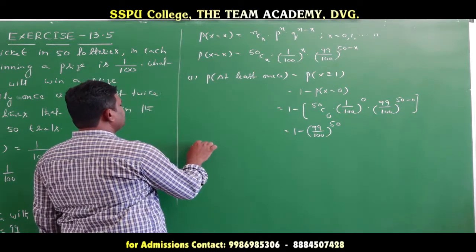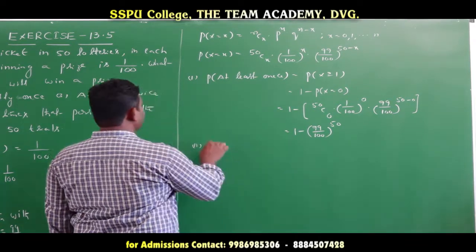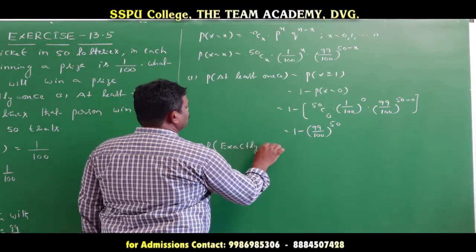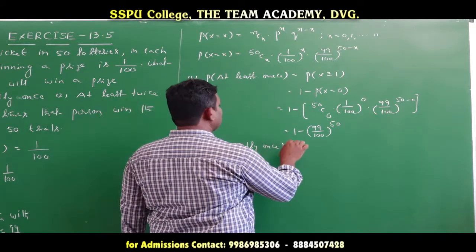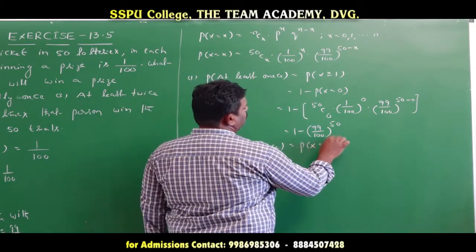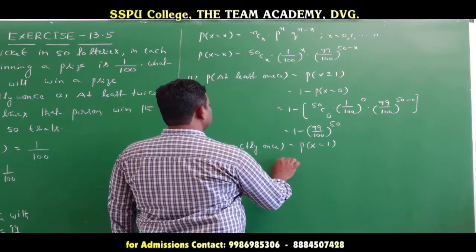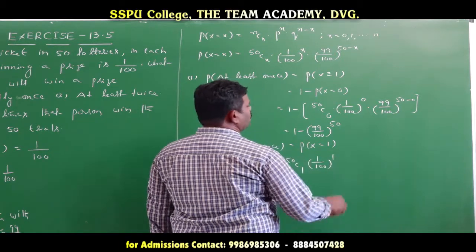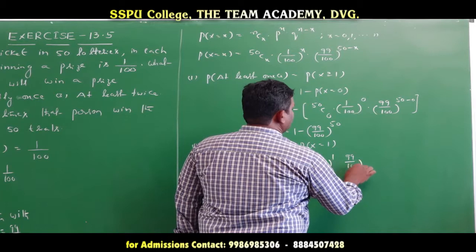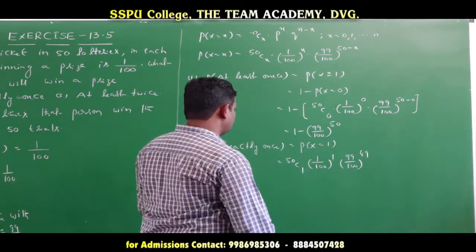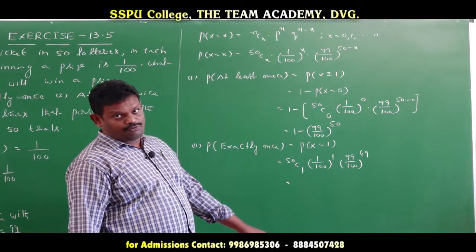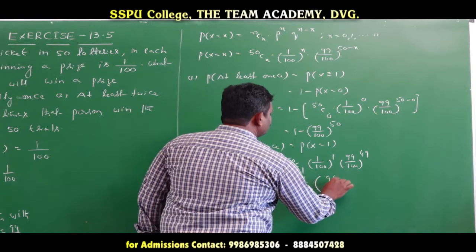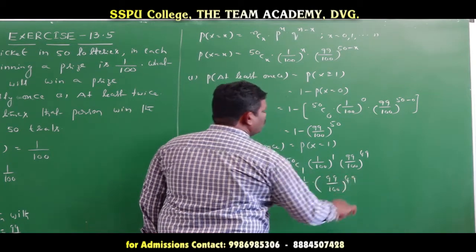And the second case is the probability of exactly once. Probability of exactly 1 means probability of x is equal to 1. So that is equal to 50C1 into 1 by 100 whole power 1 into 99 by 100 whole power 49. Here 50C1 is nothing but 50, and 50 over 100 cancels, giving 1 by 2 into 99 by 100 whole power 49.